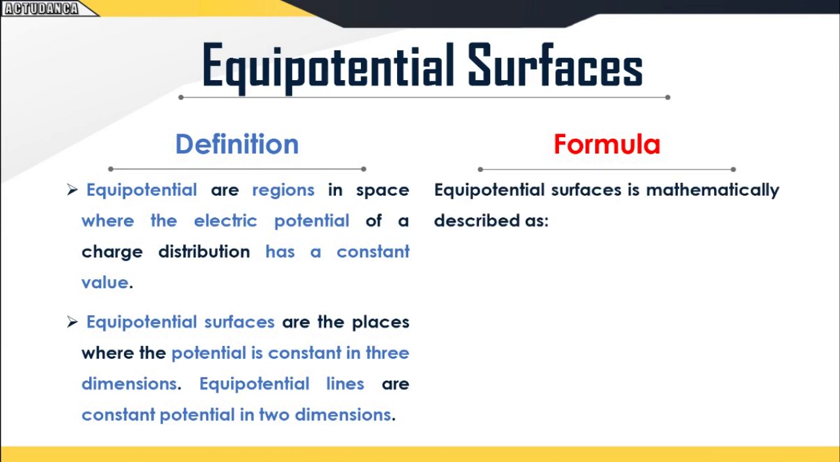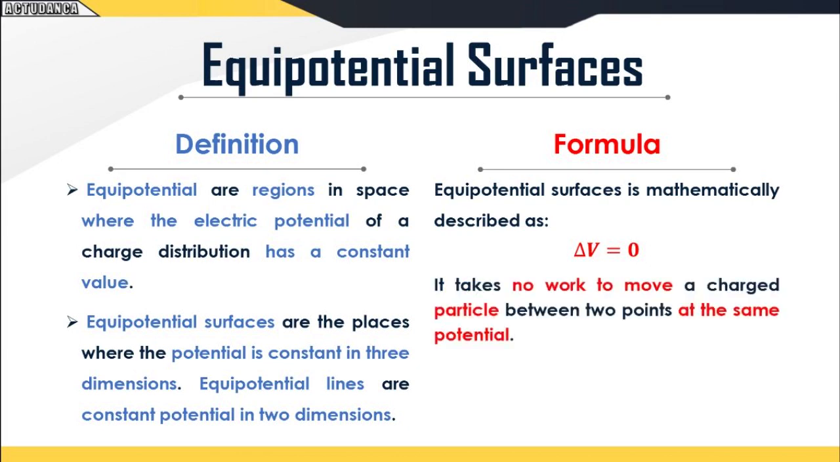Now, equipotential surfaces can be described as the change in potential or the delta V is equal to 0. It takes no work to move a charged particle between 2 points at the same potential. So, kanina sinabi natin that when we have two same potential values, the movement of particles will require no work. So to prove this, we will use the formula of the work applied to verify kung talaga nga bang walang work kapag kapareho ng potential.